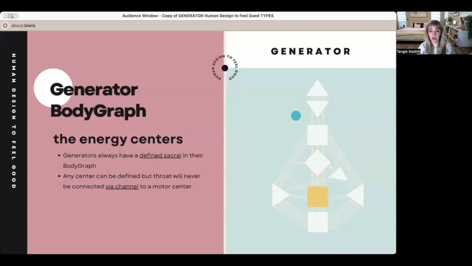Any center can be colored in a generator chart, as long as they don't have a channel that connects a motor to the throat center. Once you have a motor to throat connection with a defined sacral, that is when it becomes the manifesting generator type, because the throat is our center for manifestation. They can still have a defined throat, but they won't have that motorized energy to back up that sense of manifestation and creation. So they'll stay as a generator type.